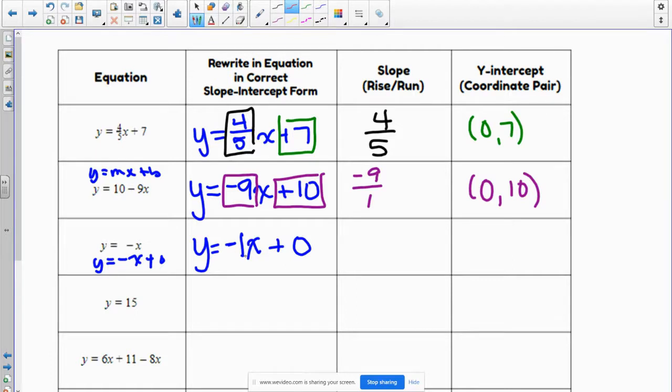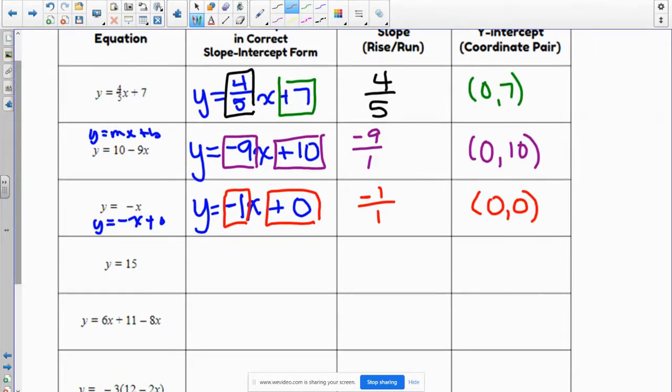So what is my slope? Look at the coefficient for the x, where the m is, and you see negative 1. I'm just going to write that negative 1 over 1, so it looks like rise over run. And then my y-intercept is 0. So this one starts at the origin, 0, 0.